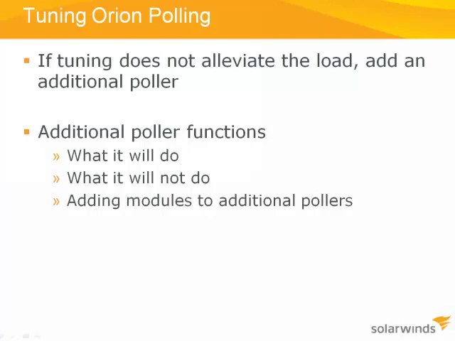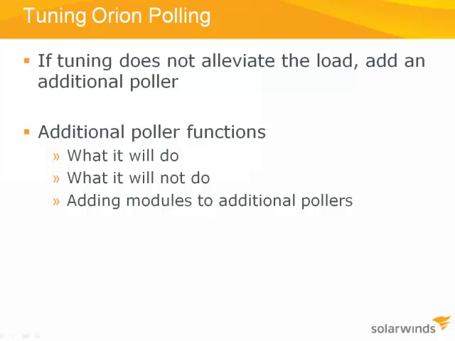Right. So let's talk a little bit about what the additional poller actually buys you. I know there were some questions about how many pollers you can run on a single machine. The pollers need to be installed either on their own VM or their own physical machine, so it's only one poller per machine. But what it essentially buys you is that additional scalability.